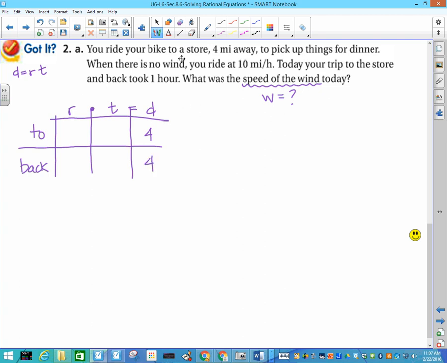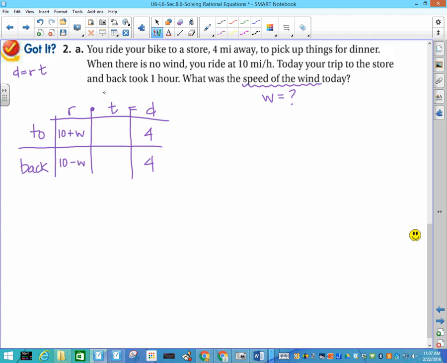When there is no wind, you ride at 10 miles an hour. So before you go and put in 10, remember there is a wind. Okay, we have a wind today. We don't know what that wind is. So what we're going to put is our rate is 10 plus the wind and 10 minus the wind. Now, it doesn't matter which one is which. The point of it is if you have a wind, one way the wind is working with you and one way it's working against you. It will not matter. It just won't be the same both times.